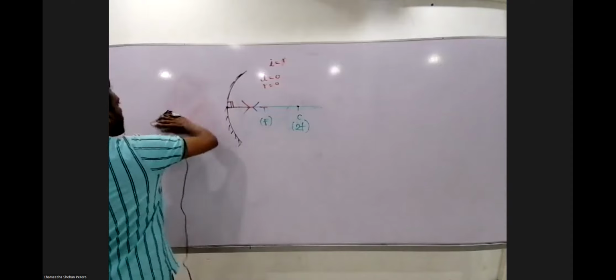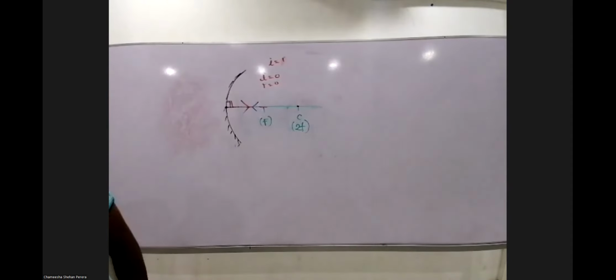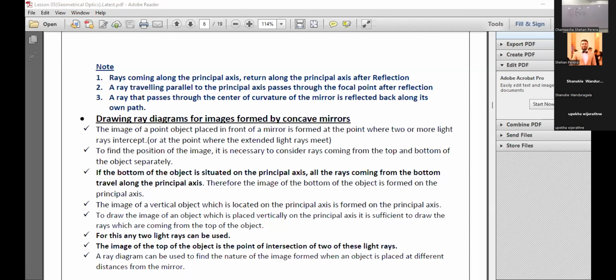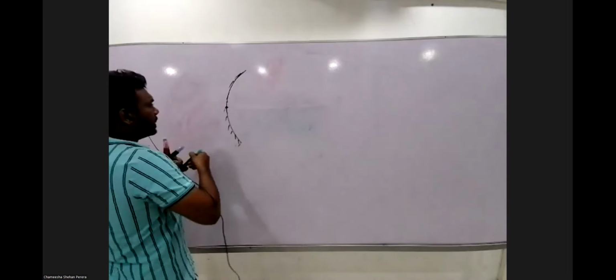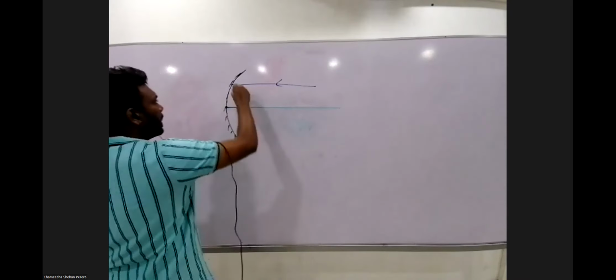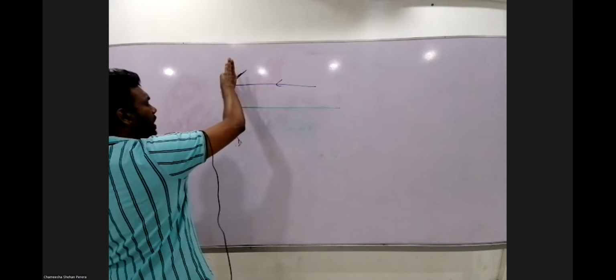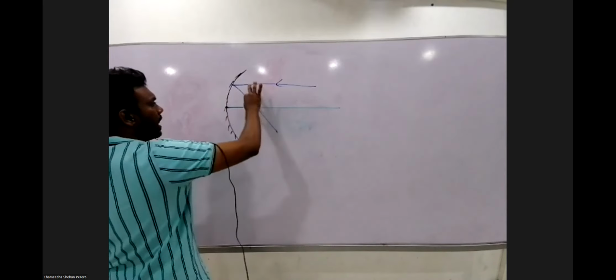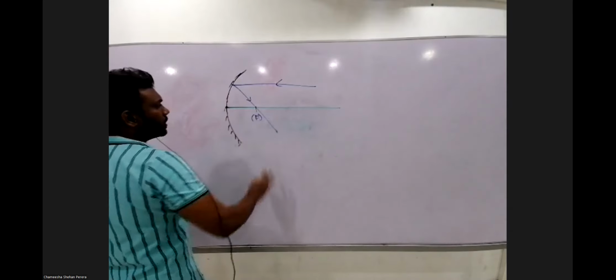So that's what we wanted to discuss. Next point, you need to read it. If a light ray comes to the concave mirror surface along the principal axis, the light ray should get reflected back along the same pathway. Next part: a ray traveling parallel to the principal axis passes through the focal point after reflection. We discussed that on the last day, can you remember? If a light ray comes parallel to the principal axis, it would get reflected after striking the mirror surface as a convergent light ray, and it should travel through the focus.